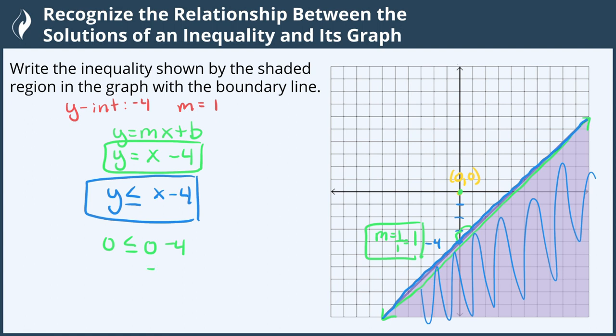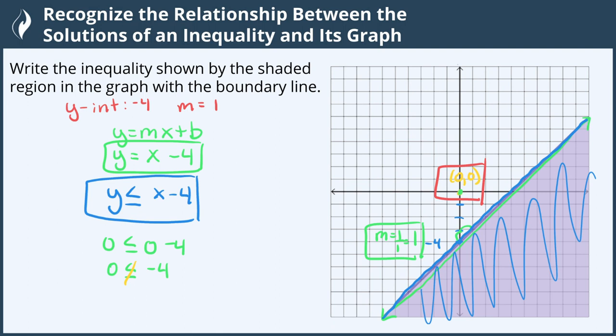0 minus 4 is -4. So 0 is less than or equal to -4, and it is not. -4 is smaller than 0. So this does not make the inequality true, and that's exactly what we wanted to occur because we know that 0, 0 is not included in the shaded region.